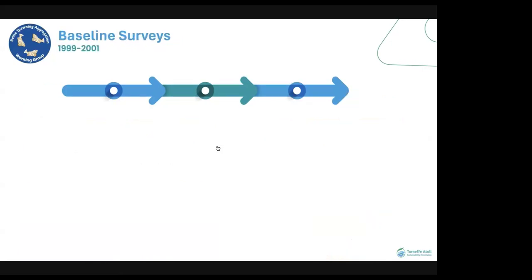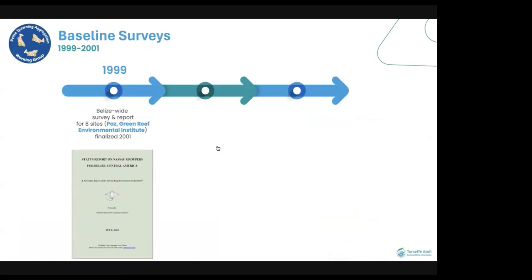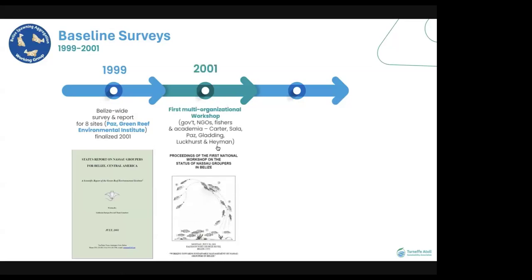Unfortunately, several of the early management efforts were either not implemented or enforced, and by the late 20th century, declines in Nassau grouper landings motivated extensive surveys across Belize, revealing that only 2 of the 9 traditional spawning sites had aggregations of Nassau groupers in the thousands. This led to the first national multi-organizational workshop in 2001, including government, NGOs, academia, and of course fishers, making an urgent call for the protection of spag sites.